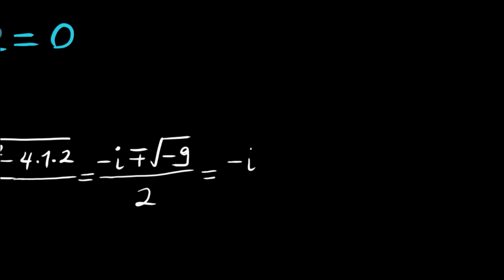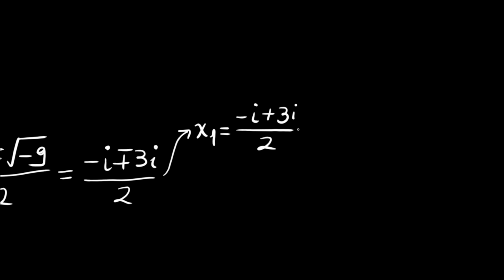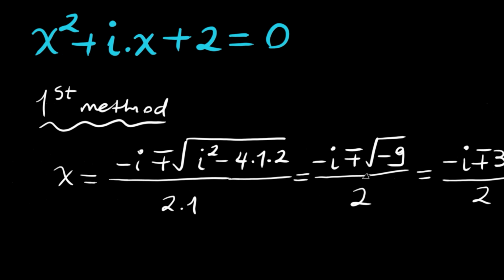So negative i plus or minus 3i divided by 2 gives us x1 is equal to negative i plus 3i divided by 2, which is 2i divided by 2. That is just i. And the other root is negative i, negative 3i divided by 2, which is negative 4i divided by 2. And this is equal to negative 2i. These are the solutions to our quadratic from the quadratic formula.